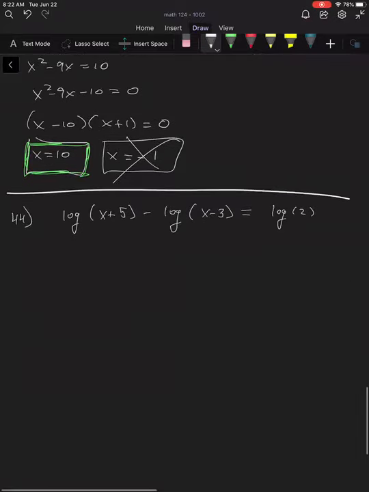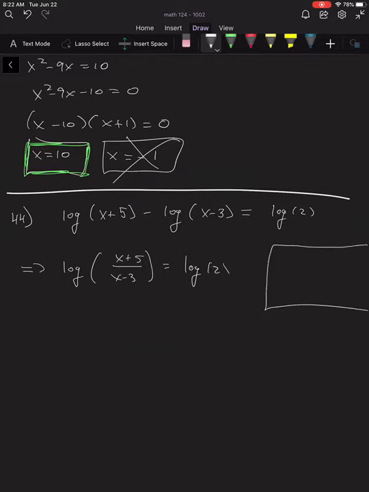So now we need to combine the logs on the left-hand side together. We can combine the subtraction with division. So we can rewrite the left-hand side as log of x plus 5 divided by x minus 3, and that's just going to be equal to log of 2. So remember, we have this property that log of any base, x, minus log, doesn't matter the base, y, is going to equal log of that base, x over y. That's the property that we just used.